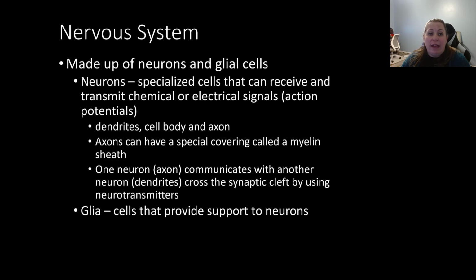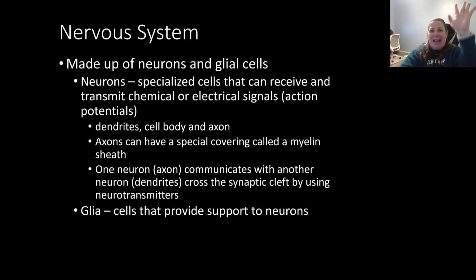These guys run on electrical signals. These electrical signals are known as action potentials. Now, with neurons, they kind of look like your hand. They have little extensions that are called dendrites, like your fingers. They have a cell body, which is known as the soma, which is like the palm of your hand. And then they have an axon. The axon is going to send the signal to the next neuron.